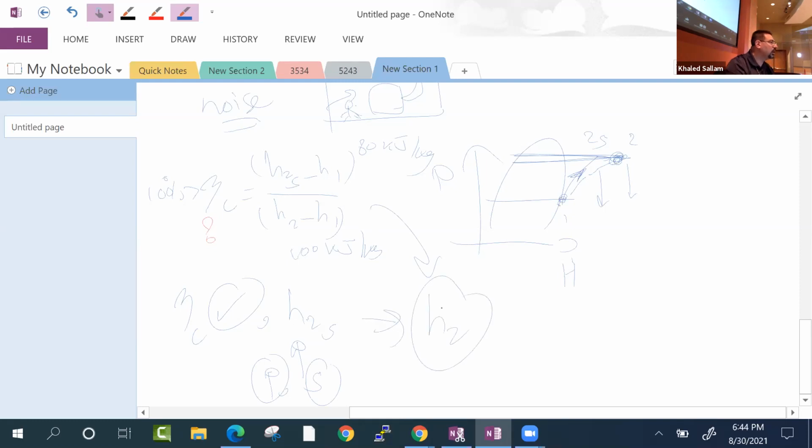And why do you want to calculate H2 from it? Because the COP of the cycle requires H2, it does not require the ideal H, it requires the actual H. When we write the COP, it's going to be something over H2 minus H1, not H2S minus H1. The actual, right?